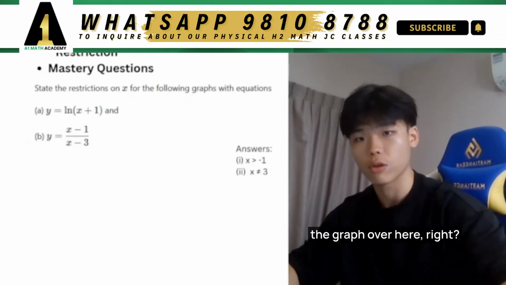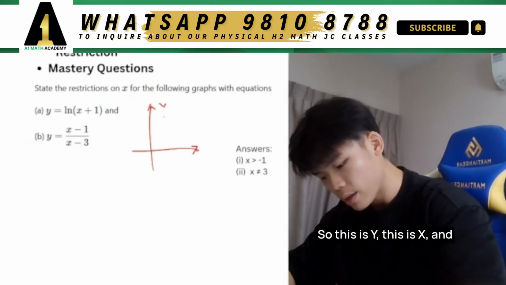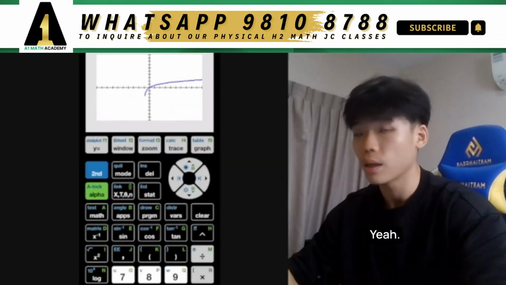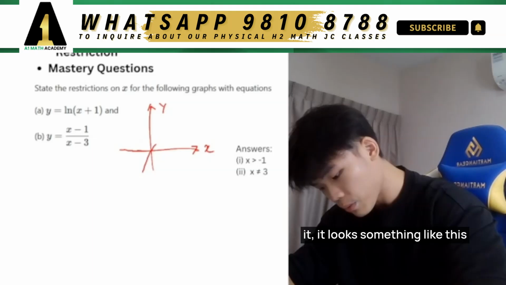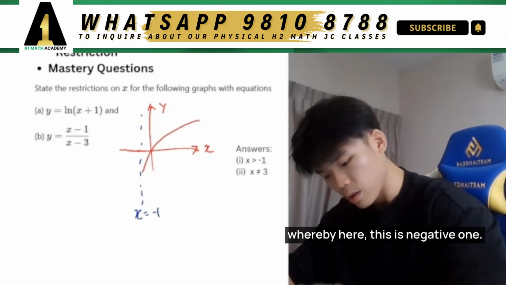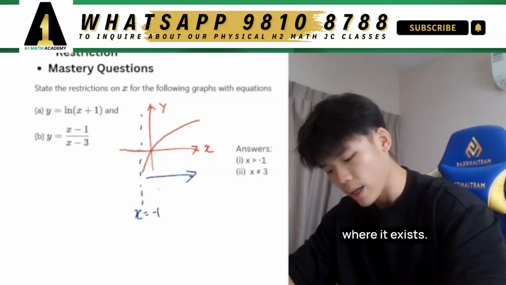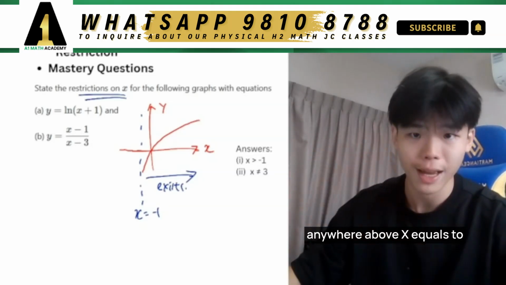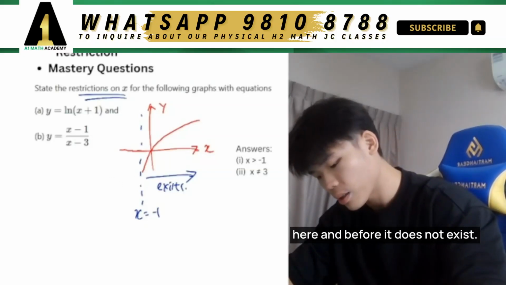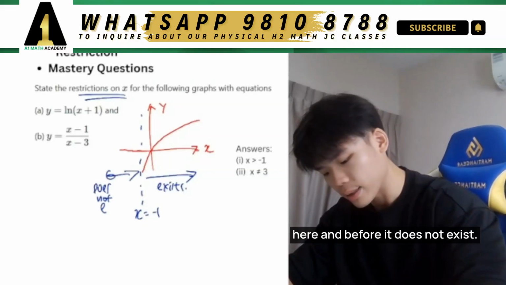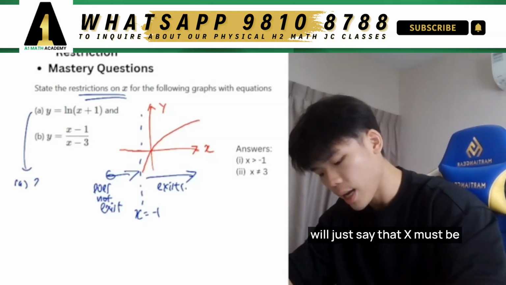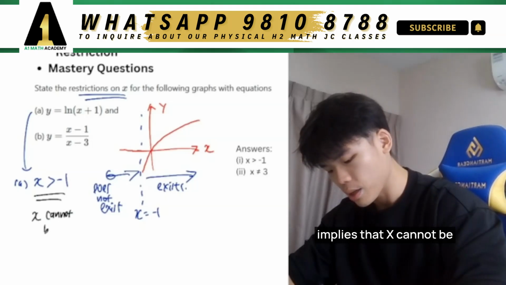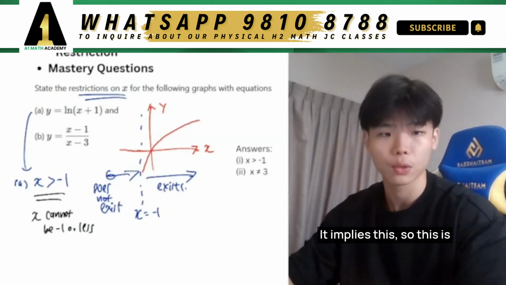If I were to draw the graph over here, how will it look like? This is y, this is x, and over here it looks something like that. Let me draw to scale here. It passes through the origin, so it looks something like this, whereby here this is -1. It does not exist here. This is the portion where it exists. So the graph exists anywhere above x equals -1, and from here and before, it does not exist. So the restriction for this, we will just say that x must be bigger than -1. When we say this, it implies that x cannot be -1 or less. So this is good enough for here.